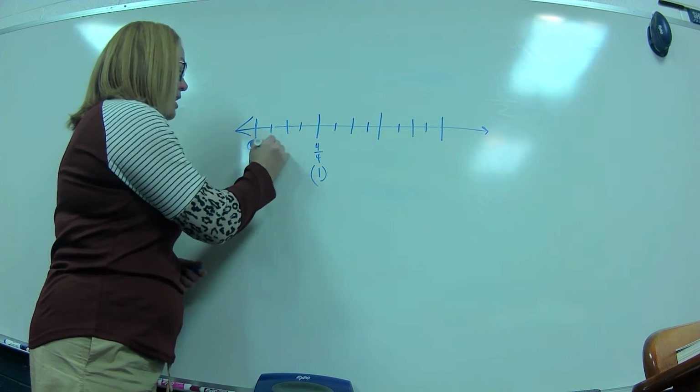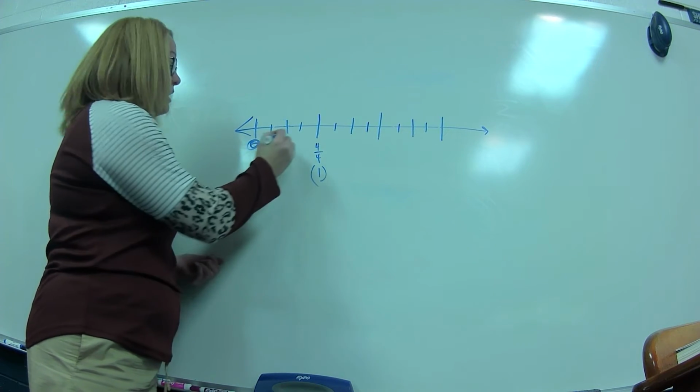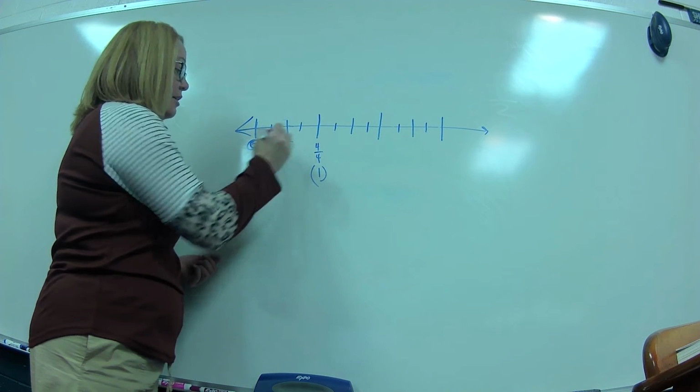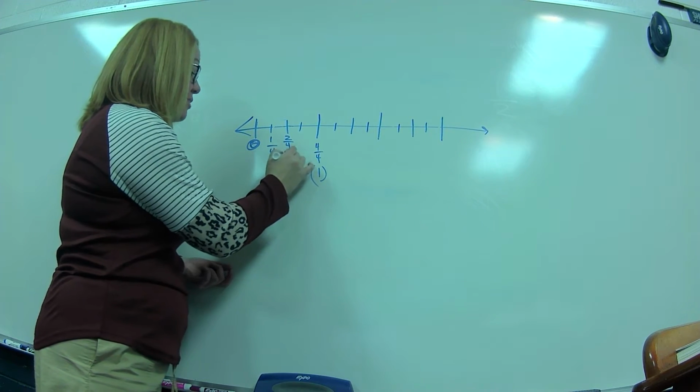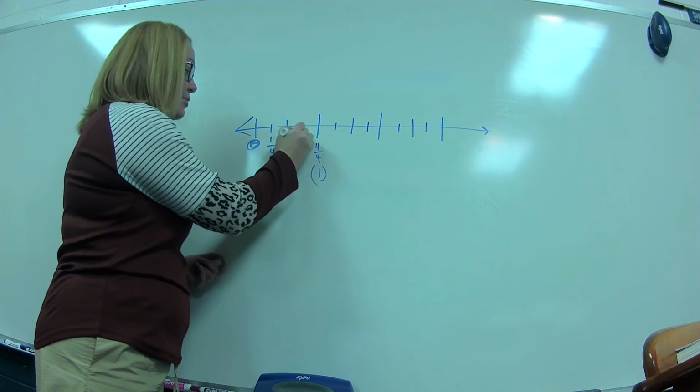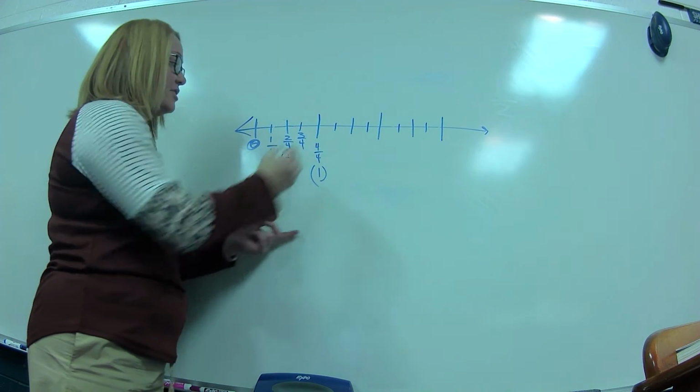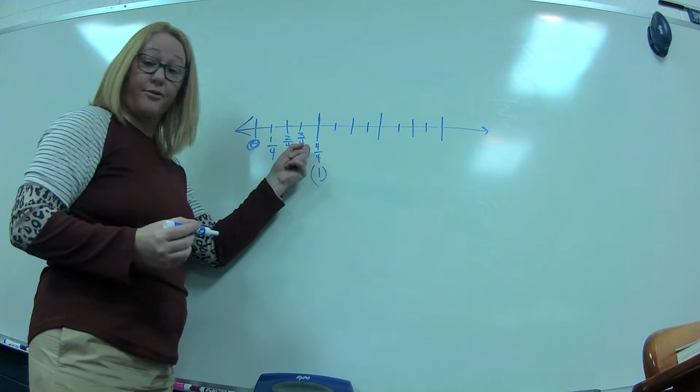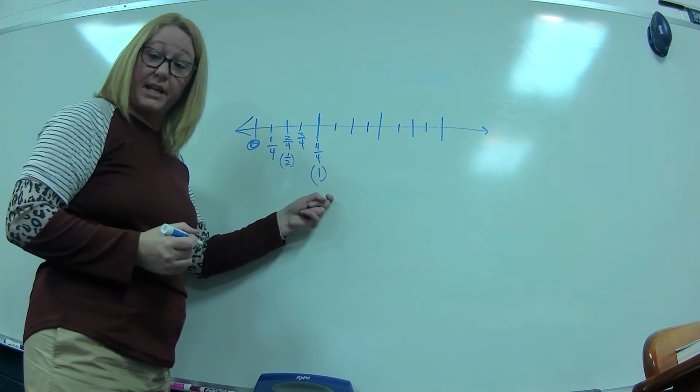Then we're going to have 1/4. Here we will have 2/4. Later we know to reduce that, that's our 1/2 mark. And then we're going to have 3/4. Then our longer inch line is 4/4, which makes a whole.